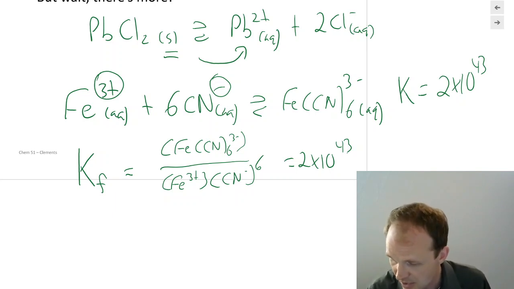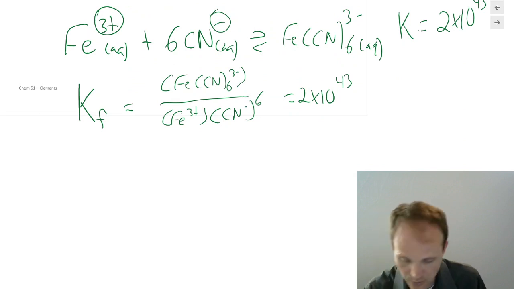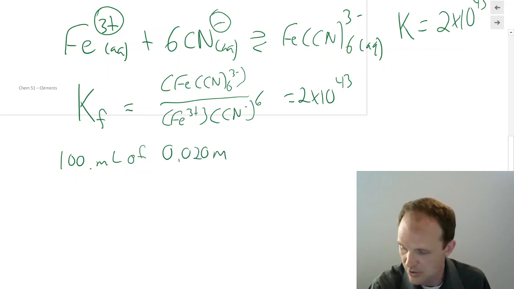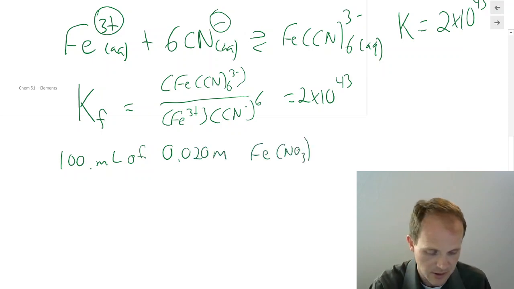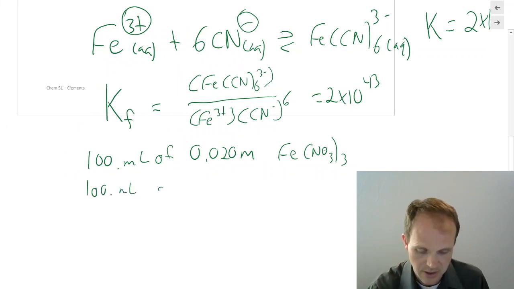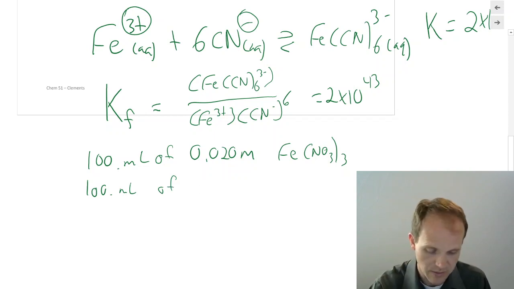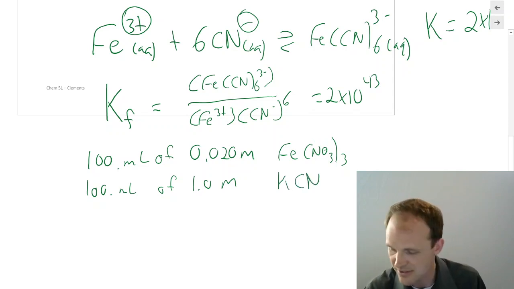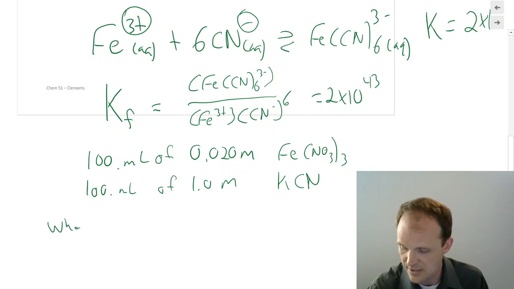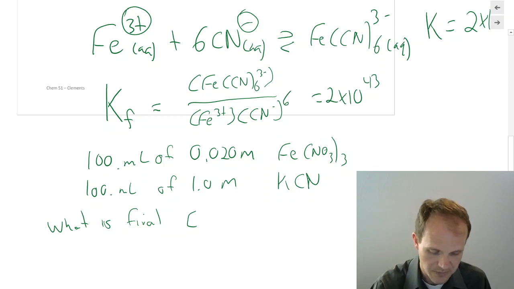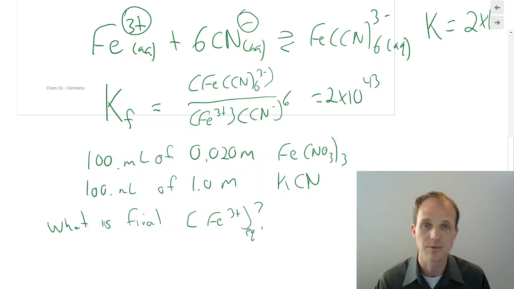So we're going to go ahead and put together a solution where we have 100 milliliters of 0.020 molar iron 3 nitrate. And we have 100 milliliters of 1.0 molar potassium cyanide, not thiazide. And what we want to know is what is the final equilibrium concentration of Fe3+. That's what we want to know.